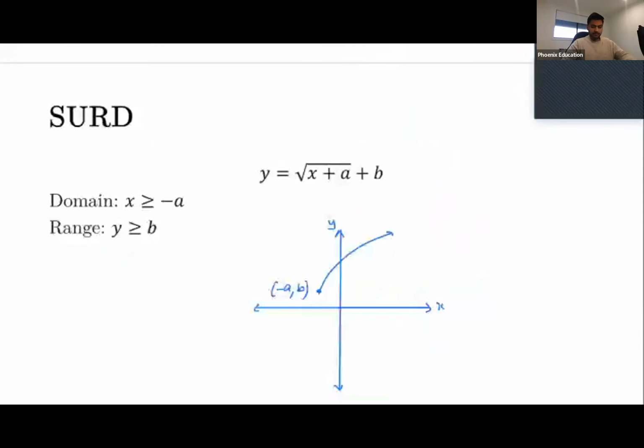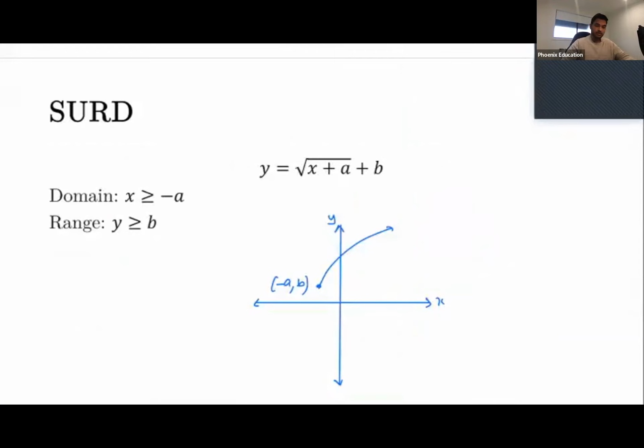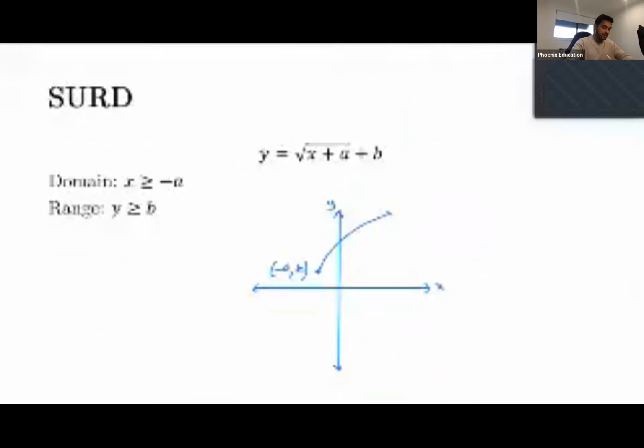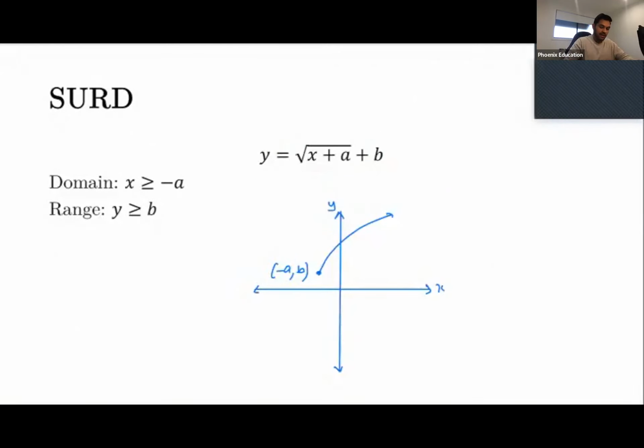Okay, next up is the third graph. With this graph, it does have some limitations. What we've put in the slides here is not the most basic form, but a square root graph that's had some translation done to it. This graph has been shifted a units to the left and shifted up b units. So now it starts at (-a, b) and it retains the shape of a square root graph.